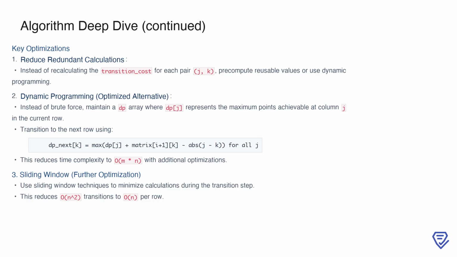To transition to the next row, we update a new DP_next array by considering the maximum achievable points from the previous row for all column transitions. This reduces the time complexity to O(m*n), as we no longer have nested loops iterating over all pairs of columns.